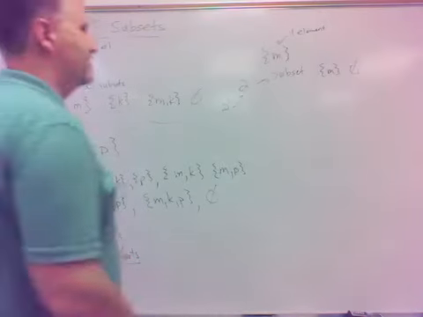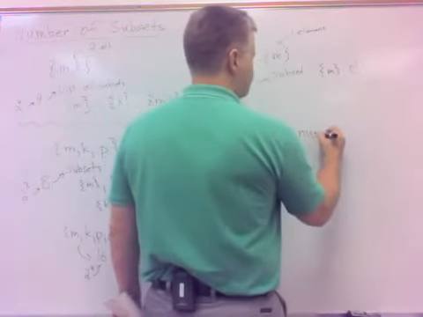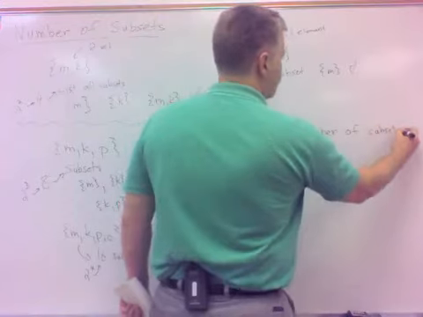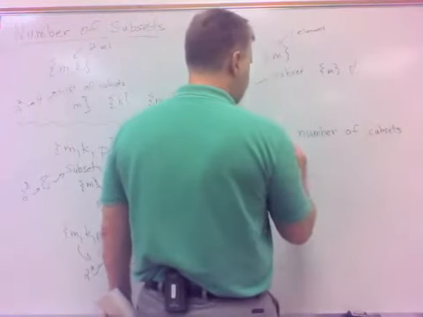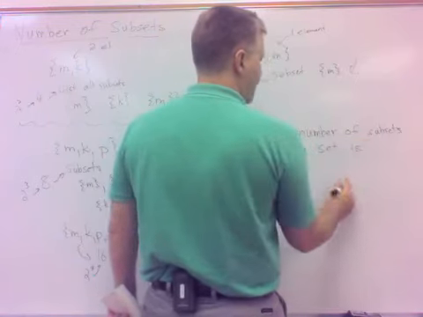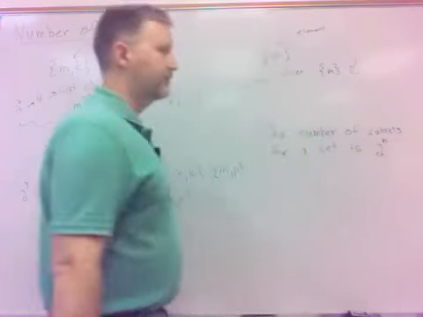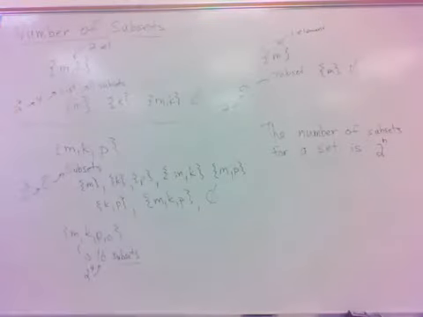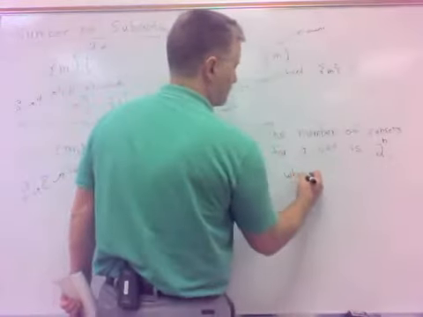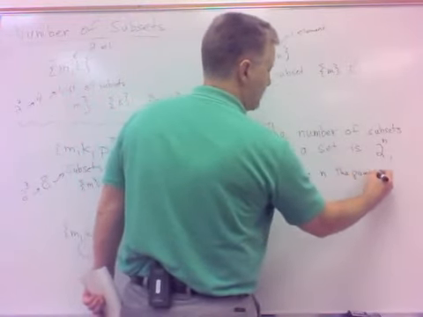So here's the way we can write. The number of subsets a set has, for any particular set, is a power of 2. It's 2 to a power. Let's write it 2 to the n power, where n, the power, is the number of elements the set has.